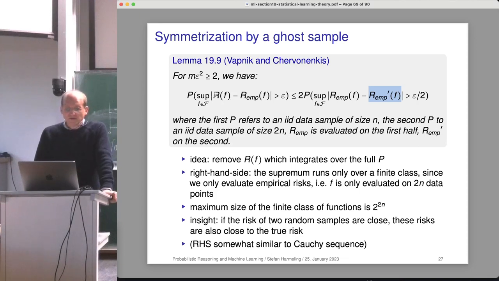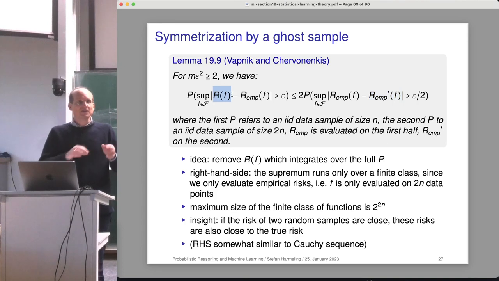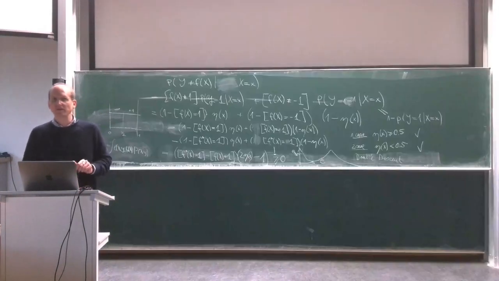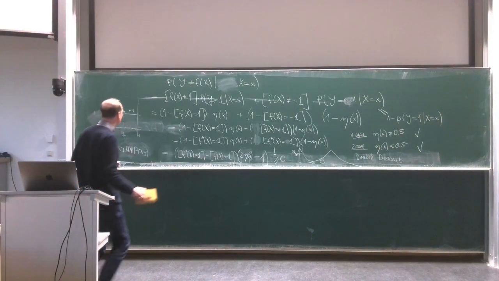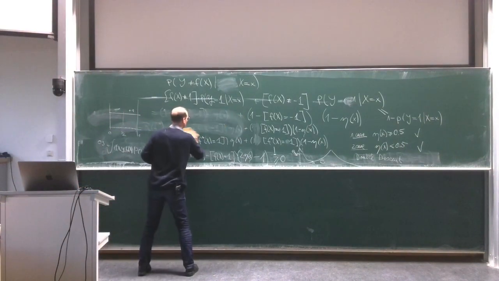So basically I can bound the true risk, which is an integral over P and so on, compared with my empirical risk, by the distance between the risks of two data sets. And that's very similar to Cauchy sequences. I don't know, do you know Cauchy sequences in mathematics? There's a nice statement that you can write down.